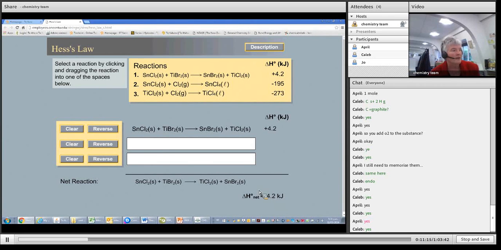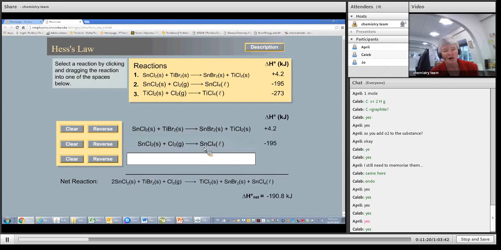Okay. If I'm adding another reaction, because this is really what Hess's law is, we're just combining reactions and subtracting reactions and getting to the reaction we want. If I use this one as well, this one releases energy. Now, when I add them up, I've got SnCl2 and another tin chloride. So if I add them up, can you see I've got 2 tin chlorides?